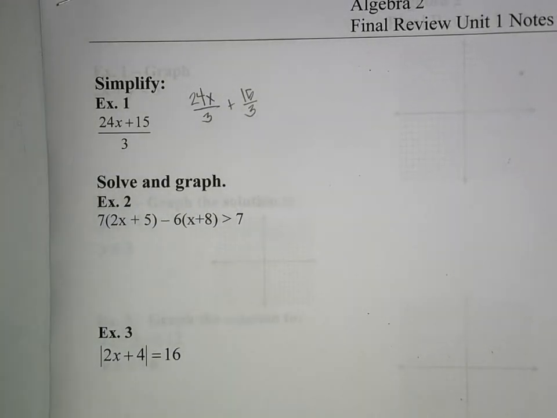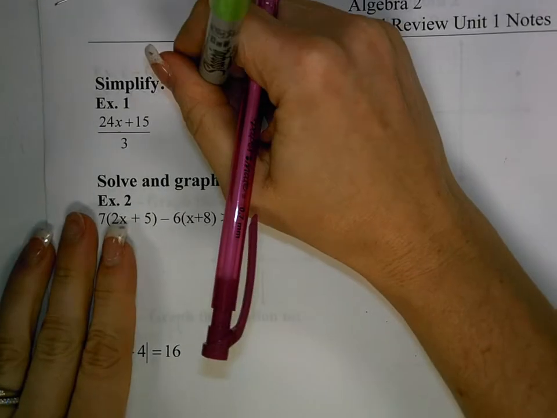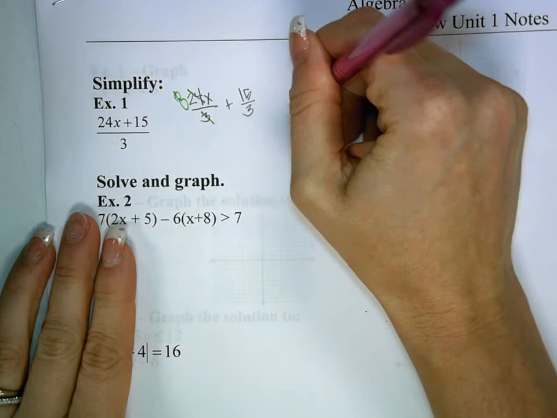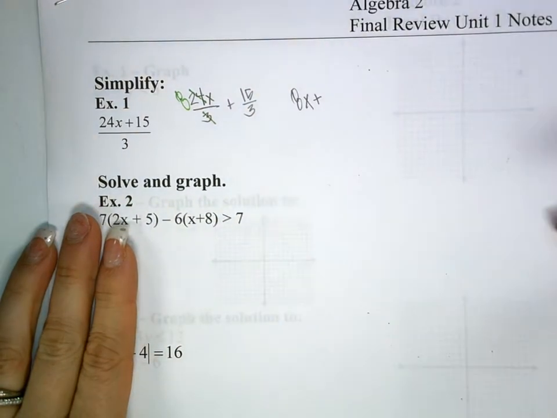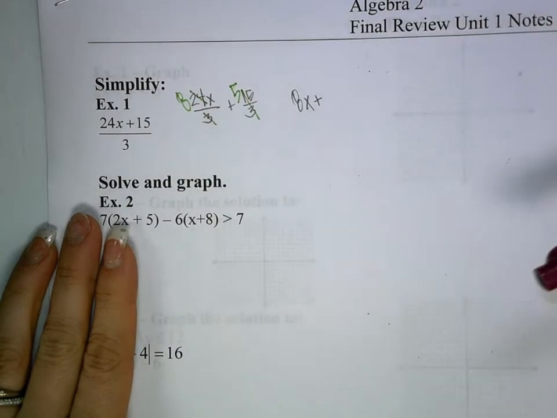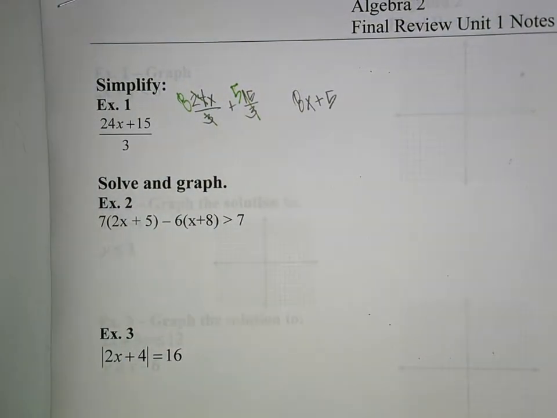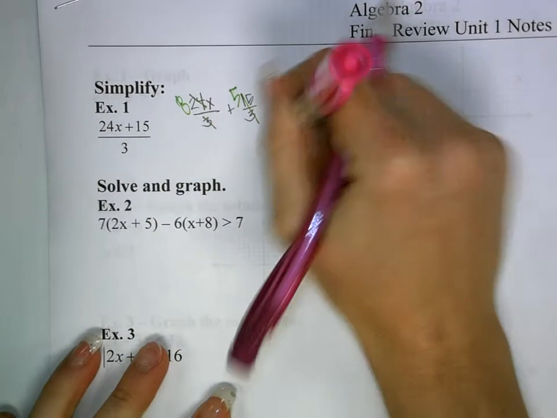Okay, so separate these into 2 fractions and then reduce. So what does 24 over 3 reduce to be? 24 over 3 reduces to be 8, right? So that's attached to an x, so just 8x plus 15 over 3 is 5. That's your answer, 8x plus 5. That's all I'm looking for. So we're starting out slowly. We're going to ease you back into the math.